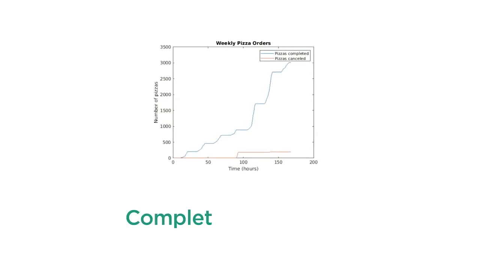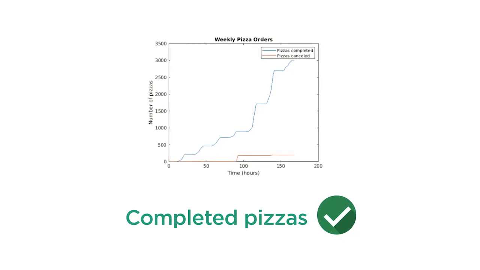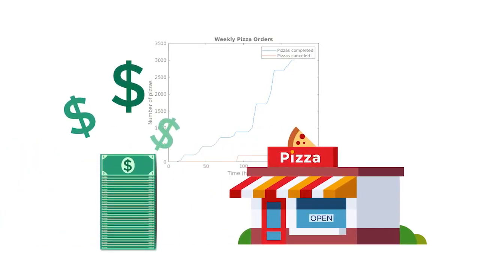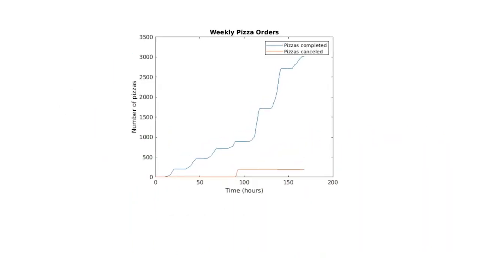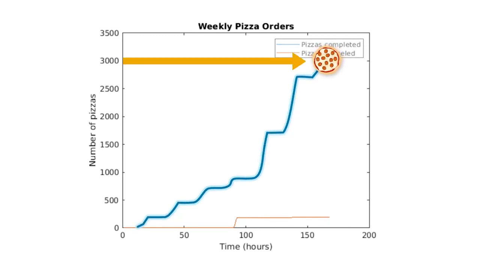Previously, you plotted the sum of completed pizzas for 1 week. How much do you think our pizza shop is making per day on average? As the first step, we should figure out the number of pizzas made per week. From here, it looks like there are about 3,000 pizzas made by the end of the week.